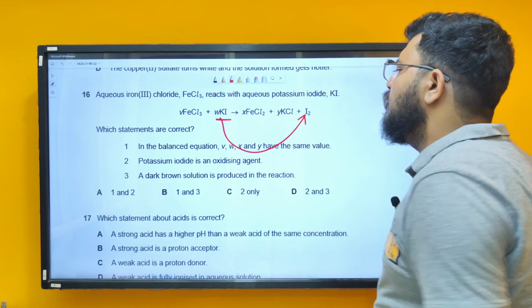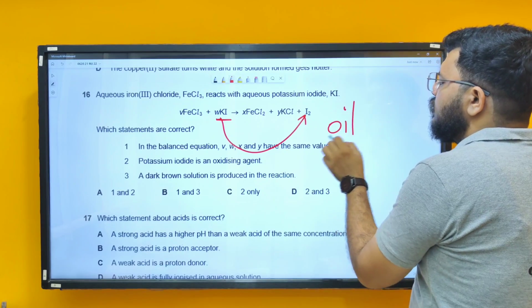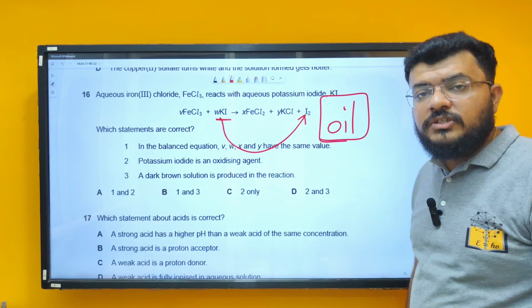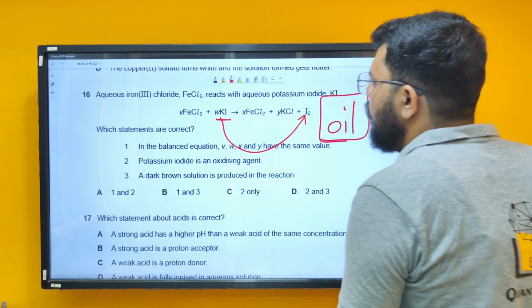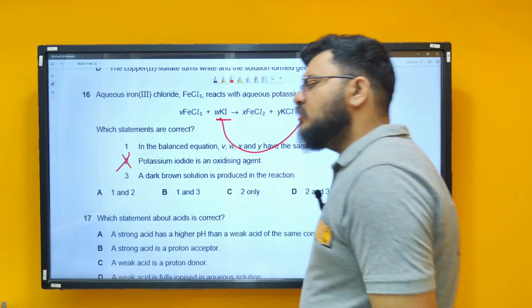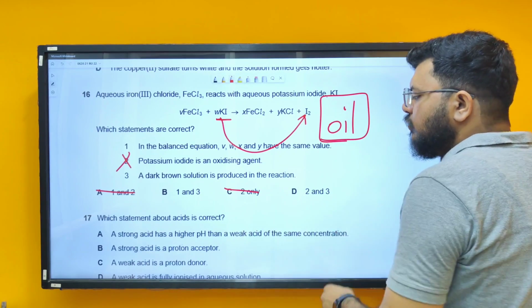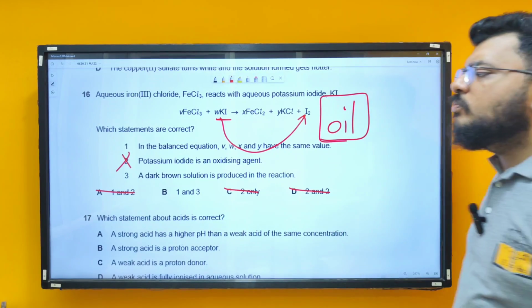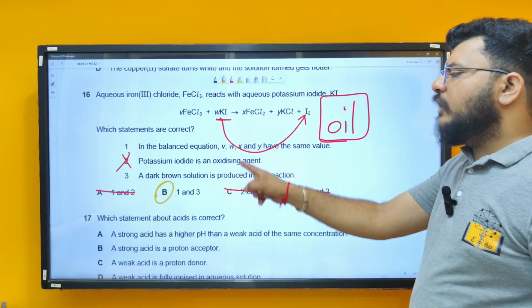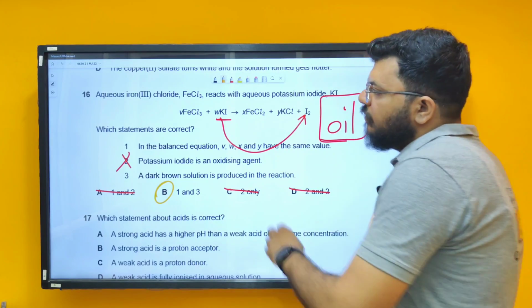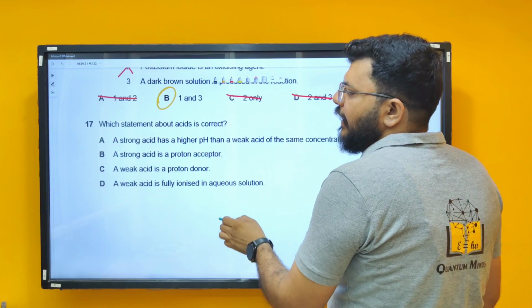Potassium iodide, in which iodine becomes I2. What is happening to iodine? Iodine is losing electrons. So iodine itself is oxidizing, right? So this cannot be an oxidizing agent. Maybe a reducing agent, but definitely not an oxidizing agent. So 2 is not correct. When 2 is not correct, option A cannot be your answer, option C cannot be your answer, option D cannot be your answer. So by default, B is your correct answer and the values of V, W, X and Y are the same. Let me know in the comments below what is the value of V, W, X and Y.